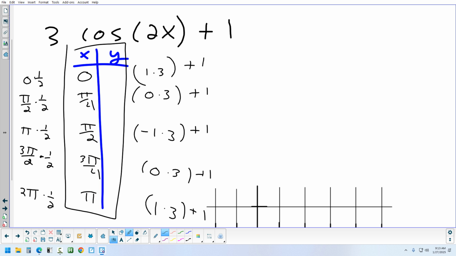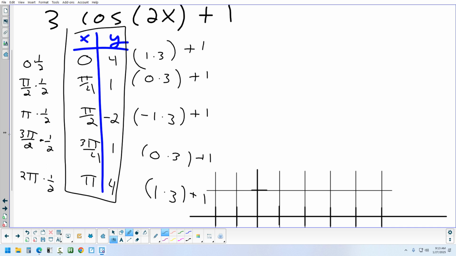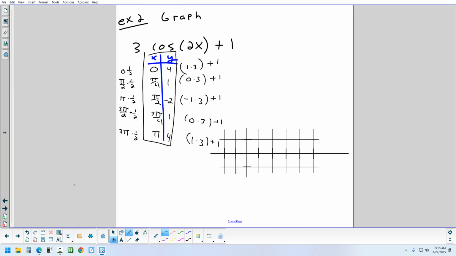What do I get for the first one? 4. And the second one? 1. How about the third one? -2. And the fourth one? 1. And the last one is going to be 4. And there's your table. Any questions on how we got the table for that one?